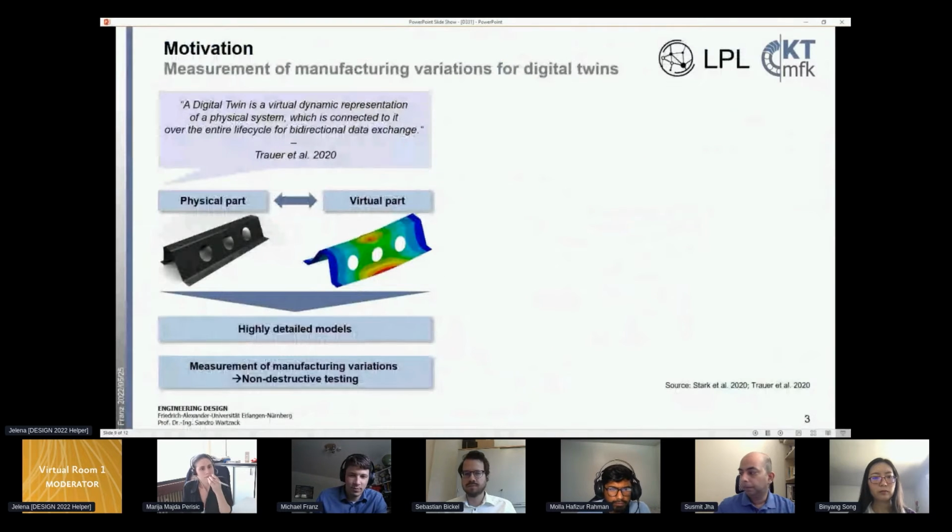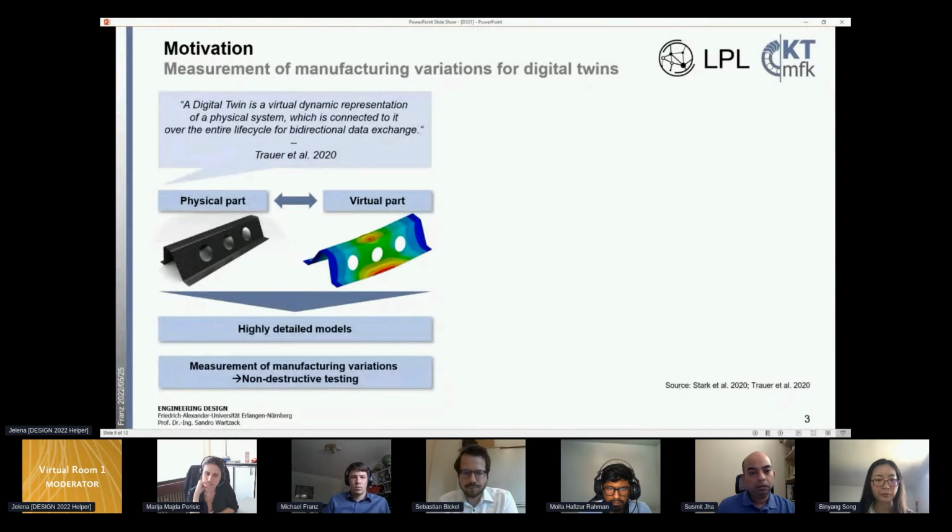Digital twins are defined as a virtual dynamic representation of a physical system, which is connected to it over the entire life cycle for bidirectional data exchange. So we have a physical part and a virtual part who can exchange data and, for example, use it to control a product or predict the lifetime or the next maintenance. To get precise predictions, virtual models with a high degree of detail are needed. Therefore, measurements, for example, of manufacturing variations are useful.